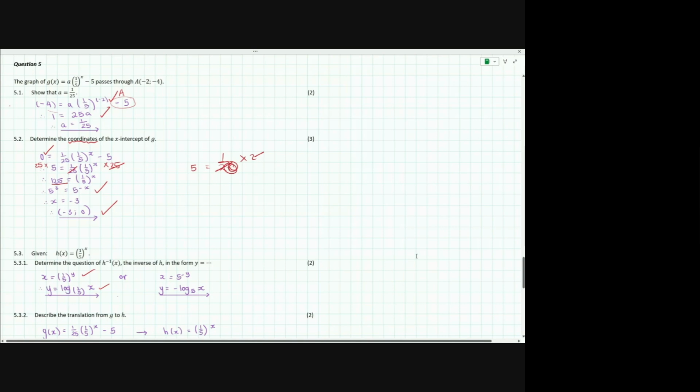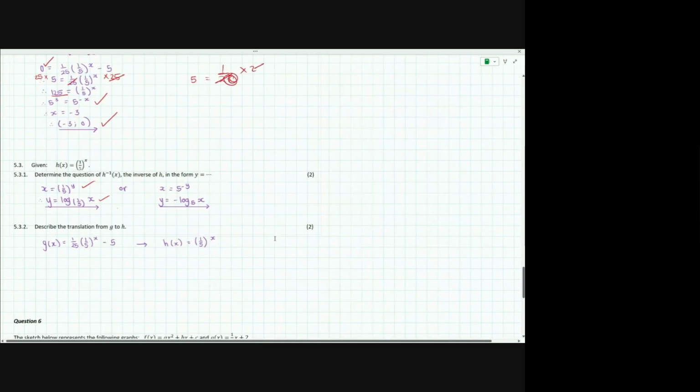Alrighty. Right, let's have a quick look at this last one, just because I think it's quite an interesting one. And again, it brings in some exponential expressions. So it says, describe the translation from G to H. Now, I've just written both of those equations down for us again, so what G is and what H is. So there's G, there's H. We want to describe the translation. Now, guys, translation is left or right, up or down.